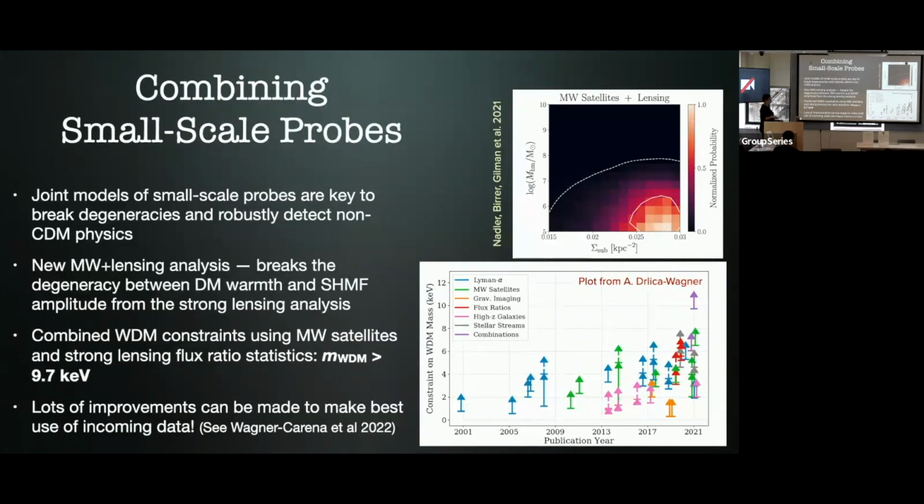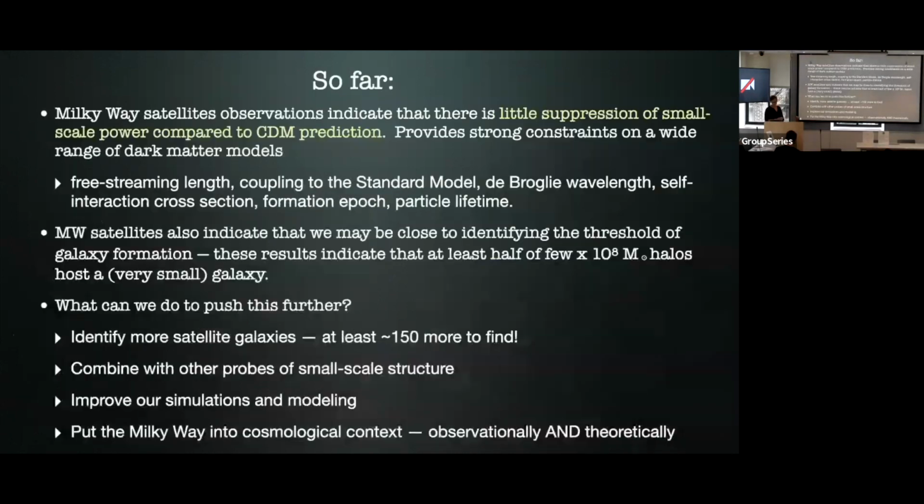But the strong lensing constraints are also going to get a lot better soon. I'm not going to talk about this, but there's a great paper by my student, Sebastian Wagner-Carrena, about how we can actually model about 100 gravitational lenses at once. We haven't done that on data yet, but we will be doing that soon, and I think it's really exciting.